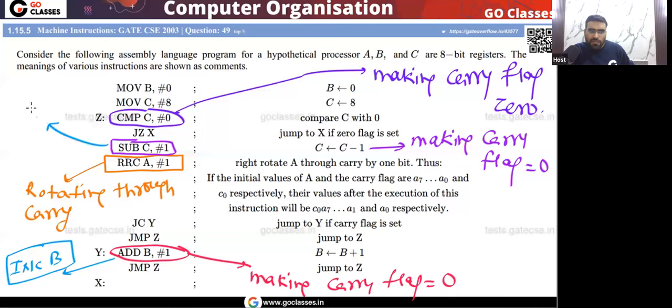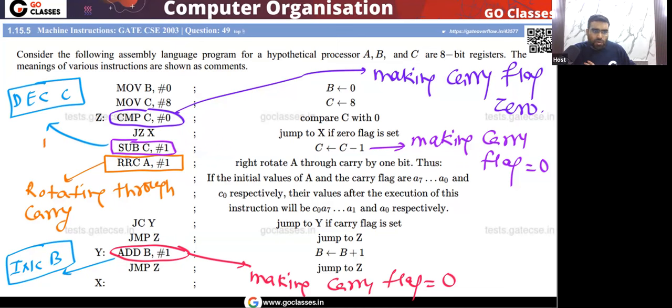Similarly here, which instruction can you use? You can use decrement. That will not affect the carry flag. Also, it should be given that compare will not affect the carry flag. Yes or no? It should be given in the question. Okay, yes or no? Are you getting my point?